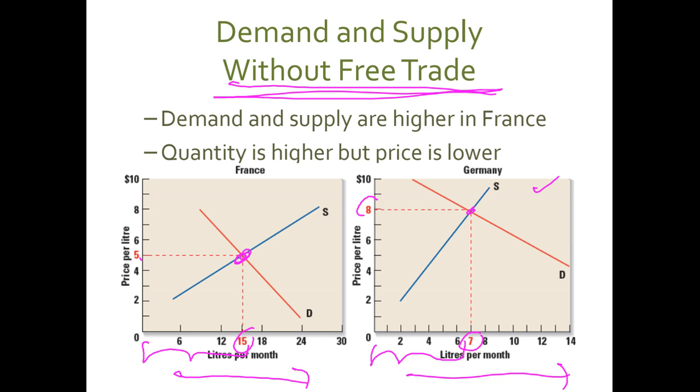Why? Because domestic producers don't need to. Whatever they are producing, they are willing to produce 15 liters at $5, and they are selling all 15. So they don't need to export this product at $5 because they're selling whatever they are producing domestically. Yes, these producers in France are definitely willing to export if prices are higher than 5.